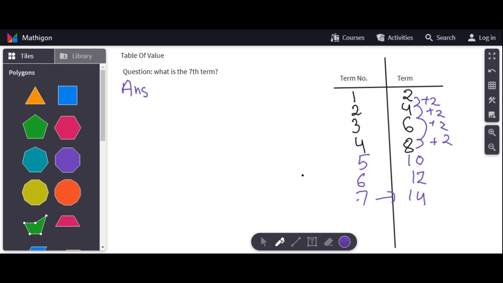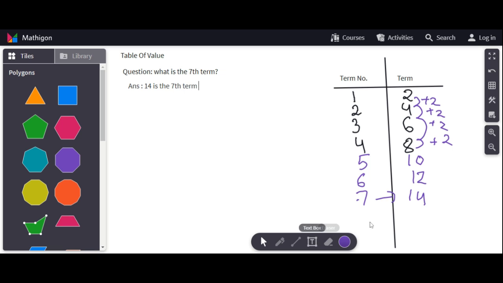A-N-S. Okay, here, let me just add a text. And guys, if this comes in your test, they're probably going to ask for the pattern rule. So the pattern rule is, wait, let me write the answer. Answer: 14. 14 is the seventh term.